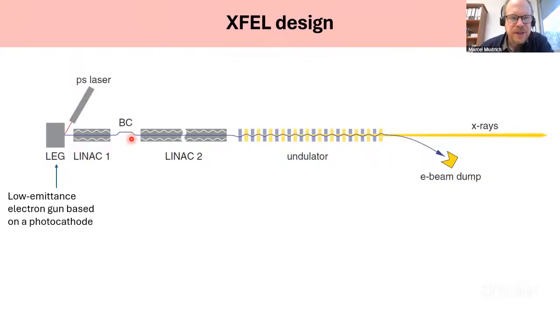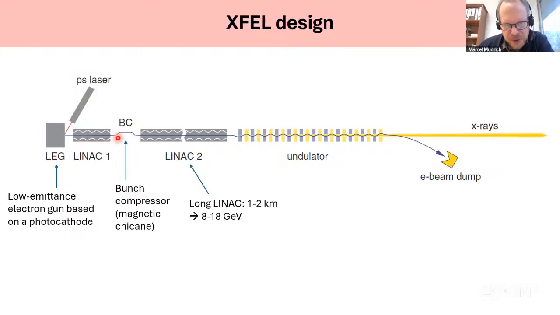time enough to accelerate these electron bunches in a series of linear accelerator structures with some additional bunch compressing device. We will look at that right after this. We need the electrons to be accelerated to really high energy, meaning on the order of 8 to 18 GeV, which is typically a factor 2 to 4 more than in a synchrotron.